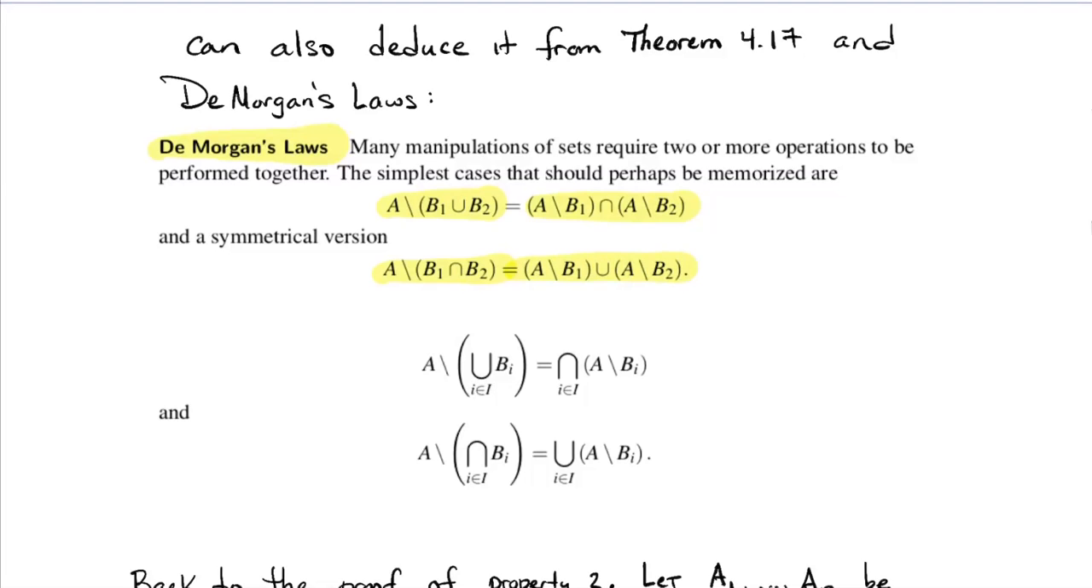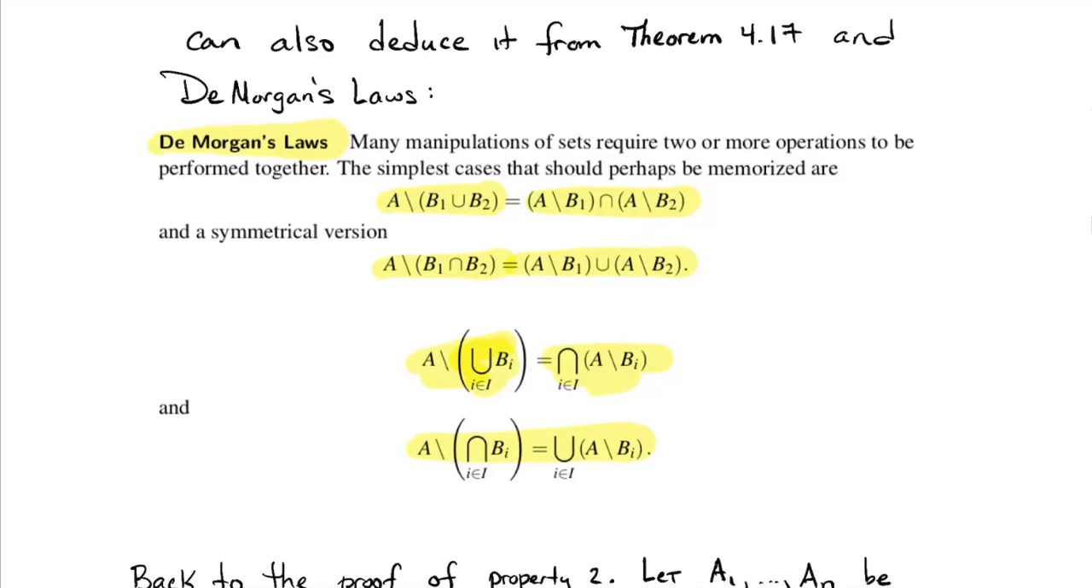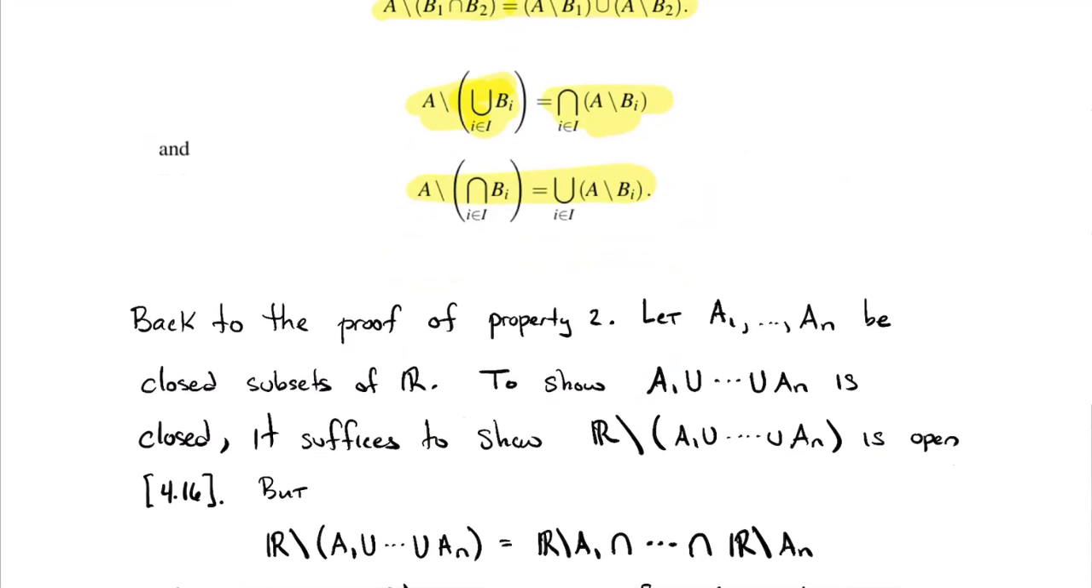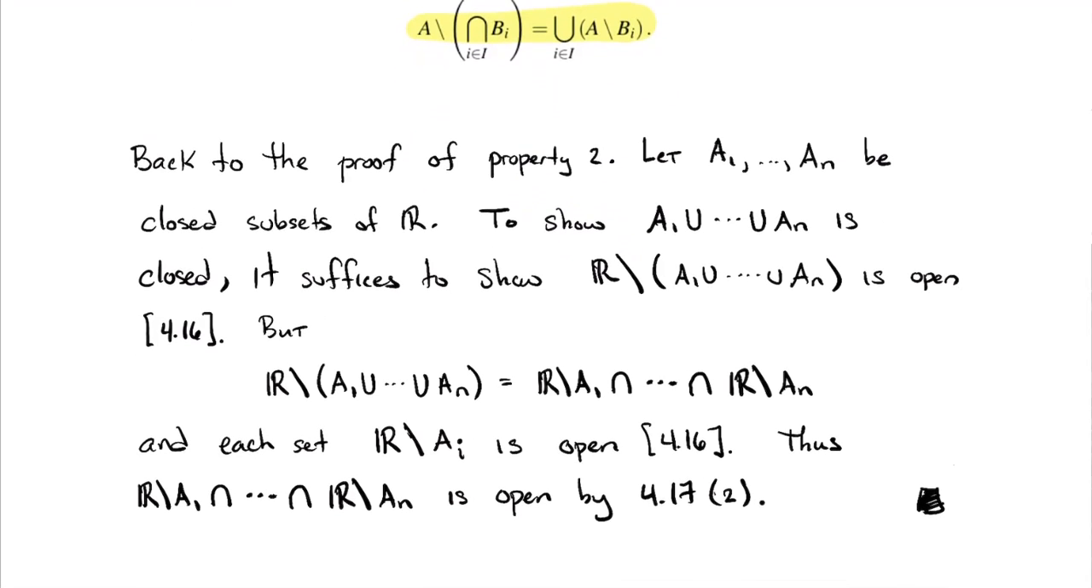It's actually true for any index. If you take any indexed collection of sets B_i, the complement of the union is the intersection of the complements, and likewise, the complement of the intersection is the union of the complements. So I'm going to use De Morgan's laws to prove property 2. I want to prove that if you take any finite collection of closed sets, I'm calling them A1 to AN, their union is closed.